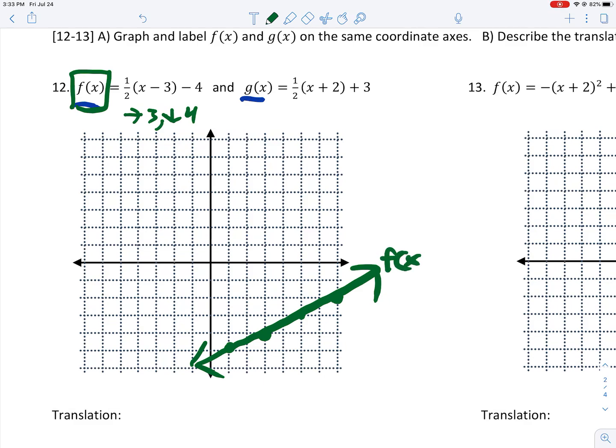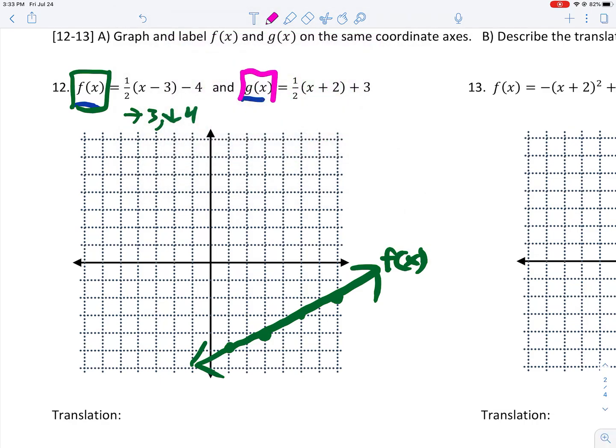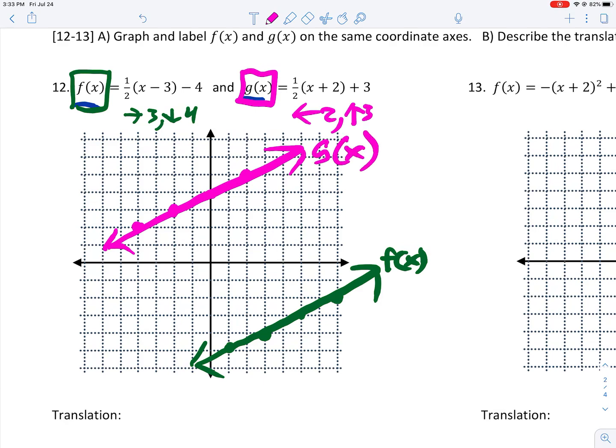Right, so that is f of x. And since I'm doing multiple graphs, I'm going to label them. So I'm going to do this one in a little pink color. So this is to the left 2 and up 3. And the slope is up 1 over 2, up 1 over 2, down 1 over 2. And there's your graph. So that is g of x.